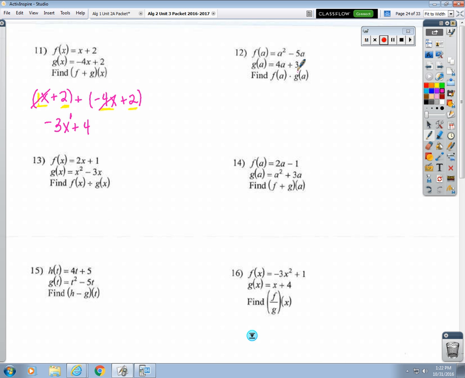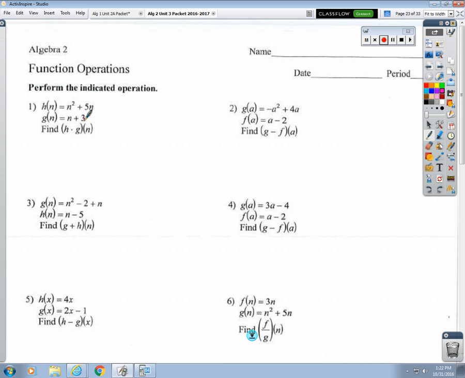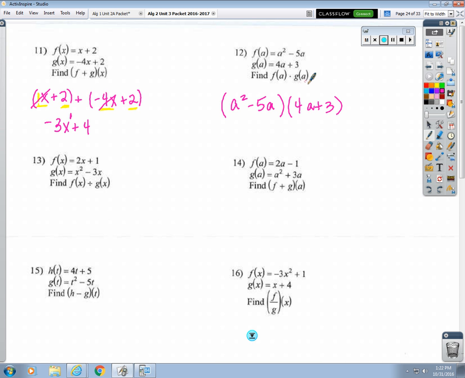Alright, number 12. They want you to take the f function, which is a squared minus 5a, and then they want you to take the g function, which is 4a plus 3, and what do they want you to do to them? Multiply them. Now, I believe on the previous pages, let me write that closer since it's multiplication. On the previous pages, they didn't write it like that, did they? On Friday's page, they wrote multiply like this, h times g of n, and today they're writing it like this. It's the same thing. It just means multiply the f function by the g function.